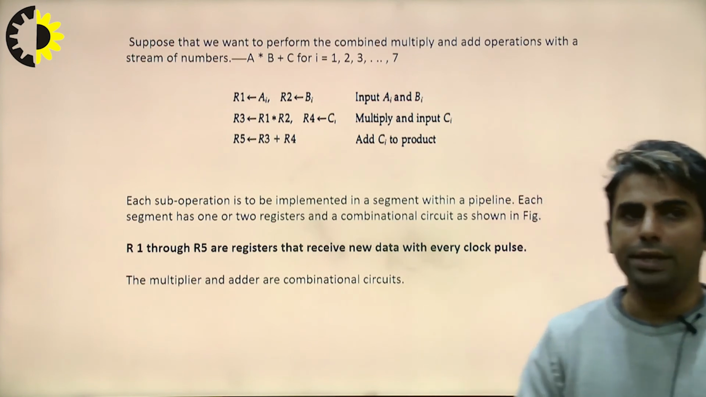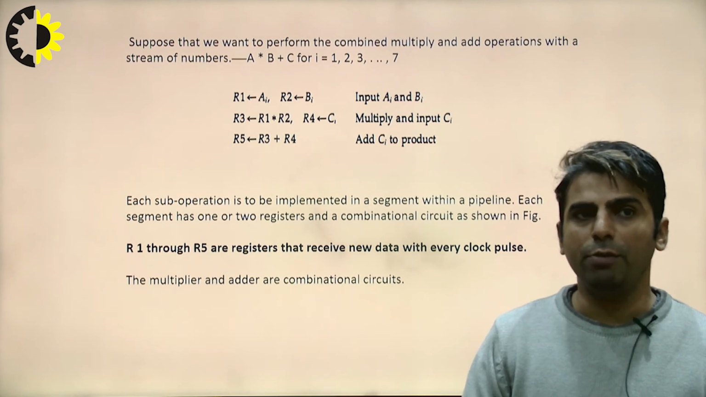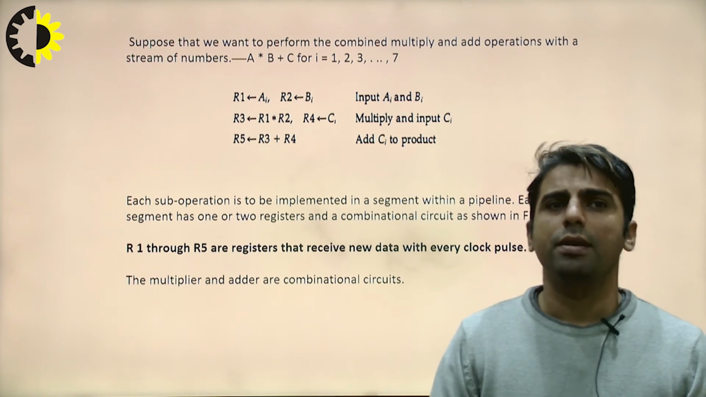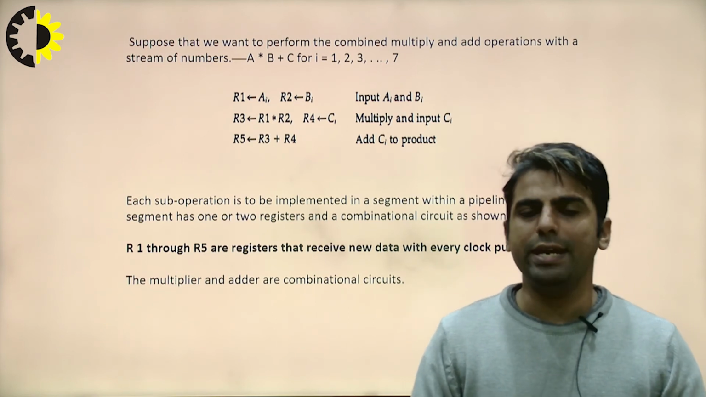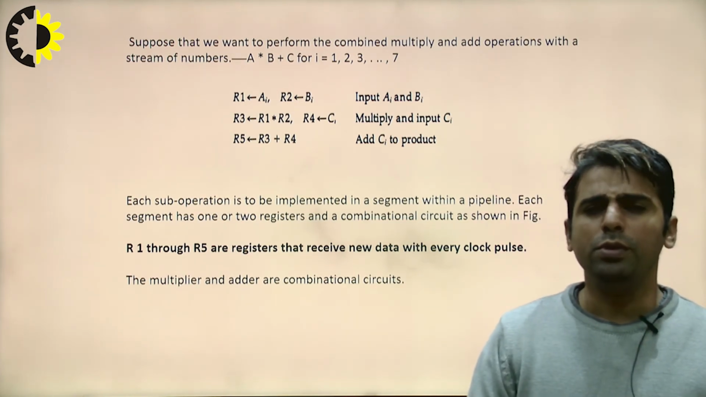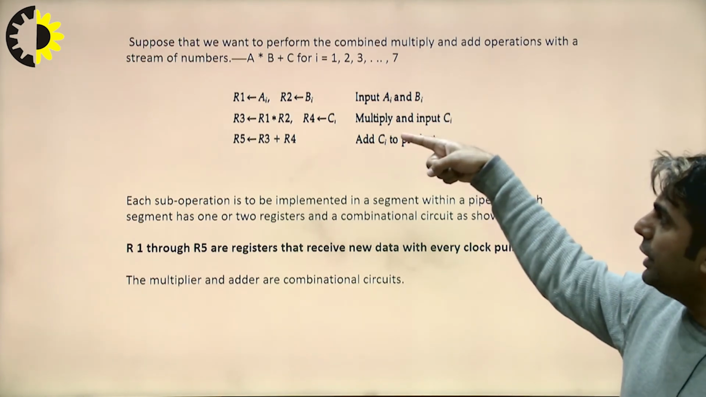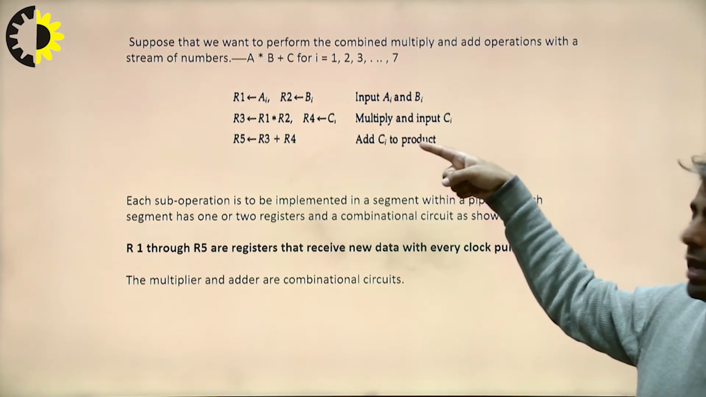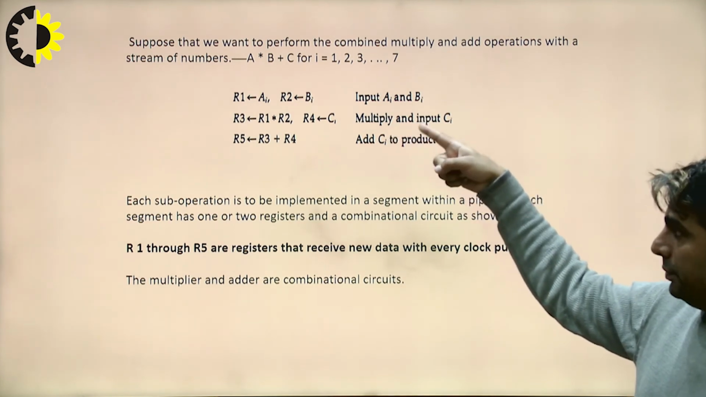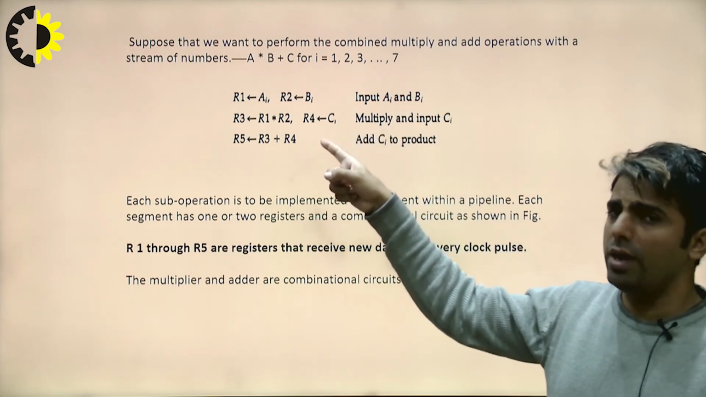This is an example here. Suppose that we want to perform the combined multiply and add operations with the stream of numbers, Ai times Bi plus Ci, for i equals 1, 2, 3 up to 7. So what are we doing here? Here we are basically storing the content of register A into R1 and the content of register B into R2. So this is the input we are giving to the registers R1 and R2.